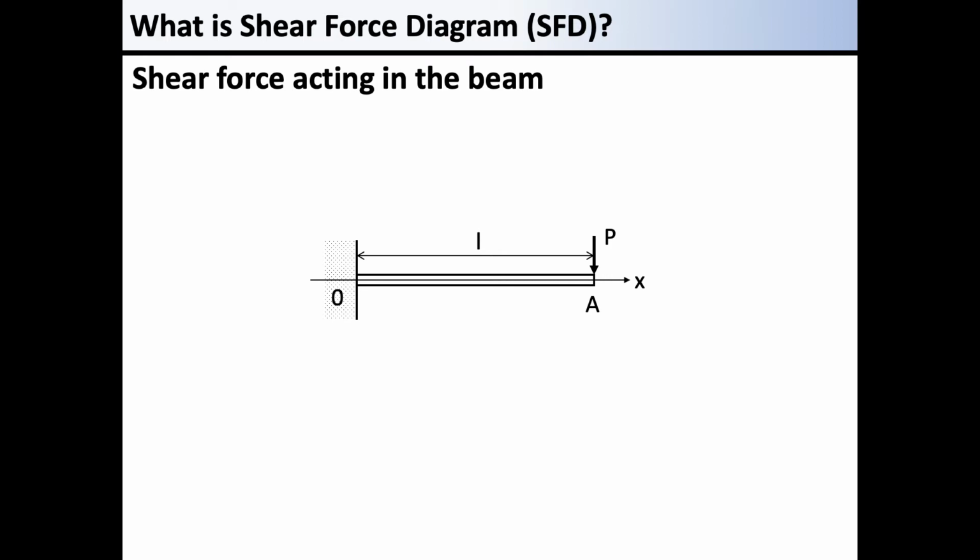Here is a beam OA. We take the x-axis along the longitudinal direction and then the z-axis downward. The length of the beam is L and the load P is applied to the tip of the beam. We are now considering the shear force acting in the beam. Just imagine that we are cutting a beam at the location of x.